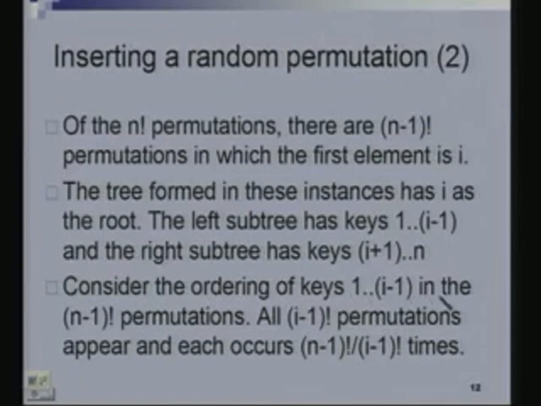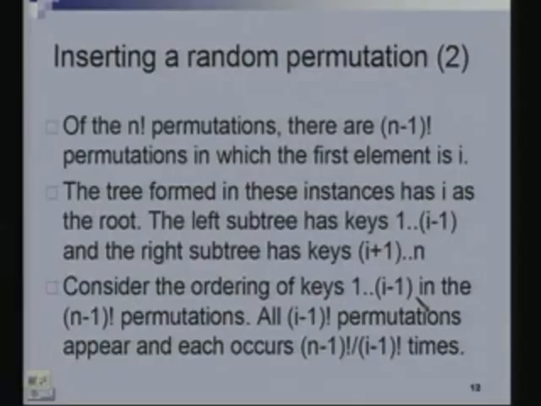Now, let us look at one of these n minus 1 factorial permutations and restrict our attention to the first I minus 1 keys, the keys 1 through I minus 1. They will be coming at some places in this permutation. Now, let me look at another one of these n minus 1 factorial permutations. These keys 1 through I minus 1 would be coming at some other places. So, if I look at all of these n minus 1 factorial permutations, they will induce permutations of the keys 1 through I minus 1 also, and every permutation of 1 through I minus 1 would be there.